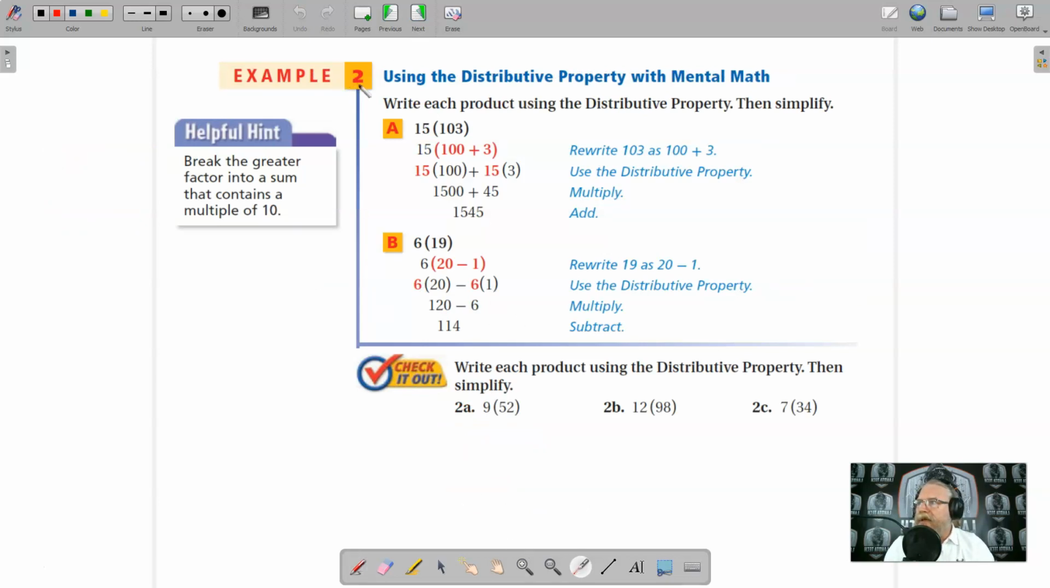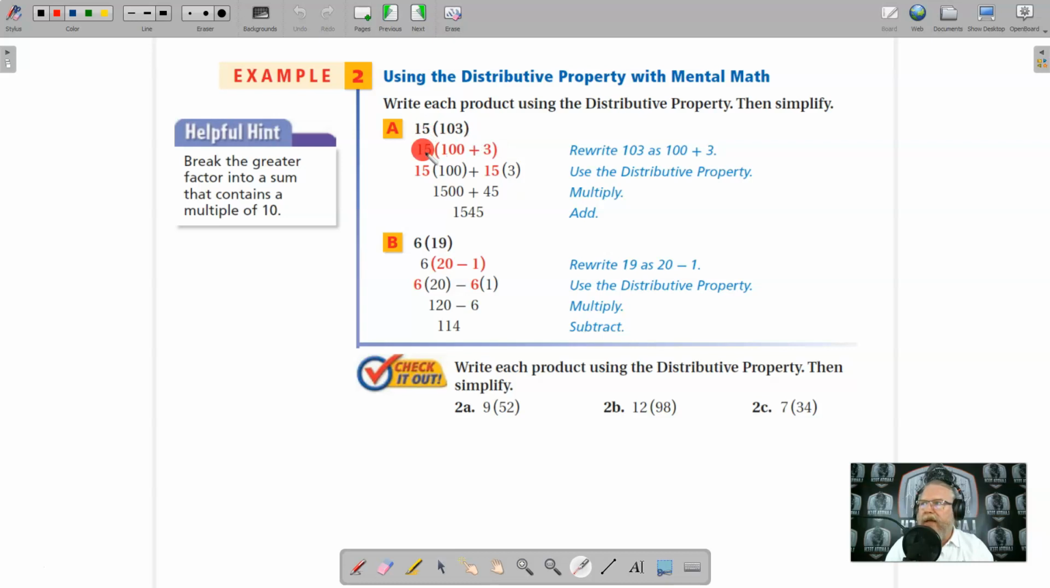All right, example 2, using the distributive property with mental math. So break the greater factor into a sum that contains a multiple of 10. And we'll see if that comes in handy here. So write each product using the distributive property, then simplify. In example A, we have 15 times 103. Now, I could probably do that mentally, but honestly, if I did, I'd do exactly what they're doing here. They take 103, and they realize that 103 is the same as 100 plus 3. So let's write this out as 15 times the quantity 100 plus 3. It's the same thing as 15 times 103, right?